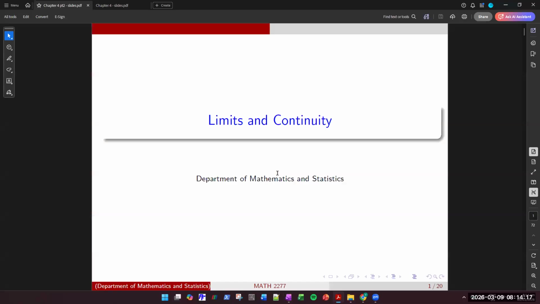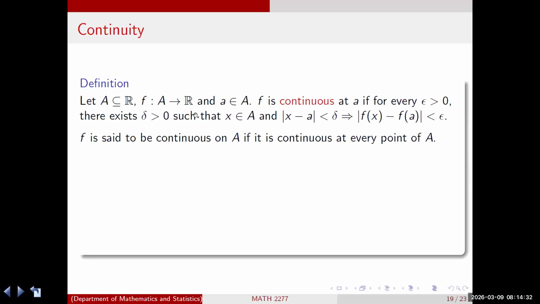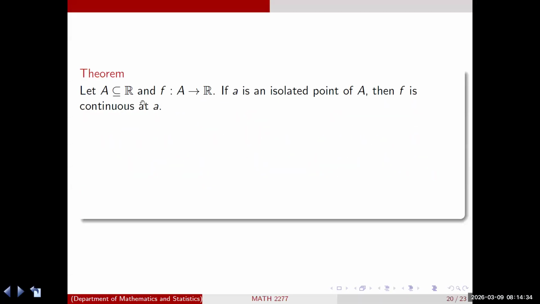So that's the first thing we want to do today. Okay, so that's given by the result of this theorem. So let A be a subset of R and f a mapping from A into R. So the setup is always the same. If A is an isolated point of the domain, then f is continuous at A.